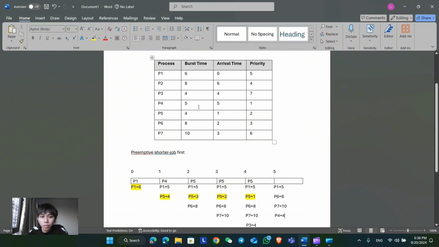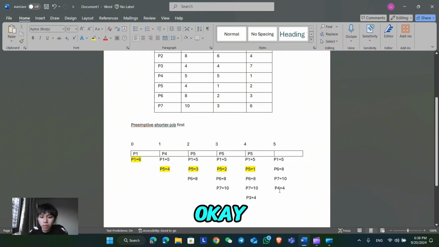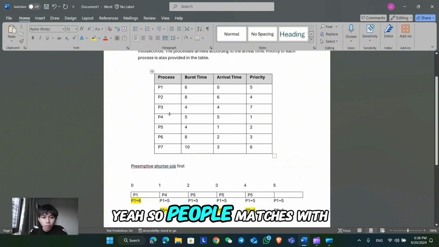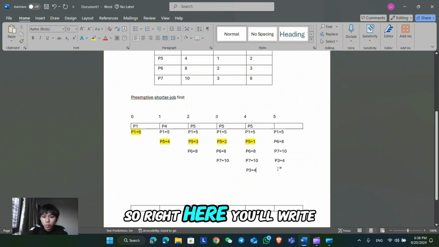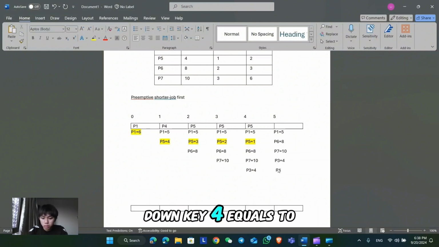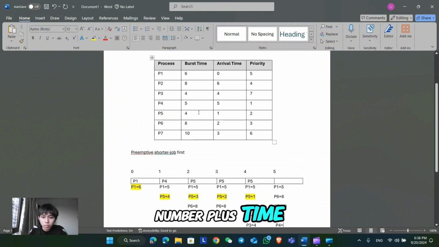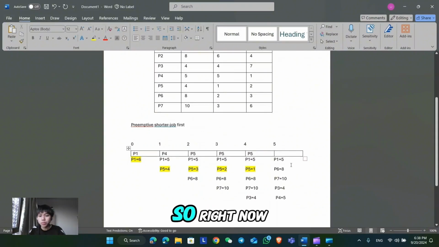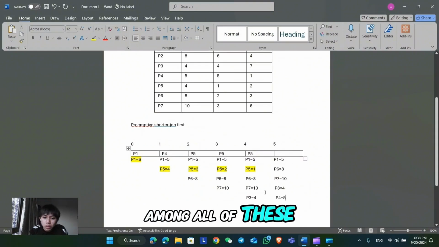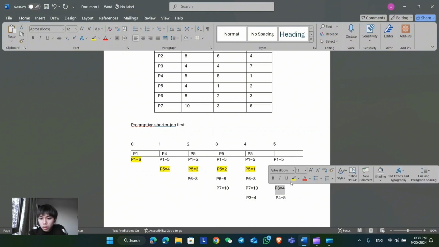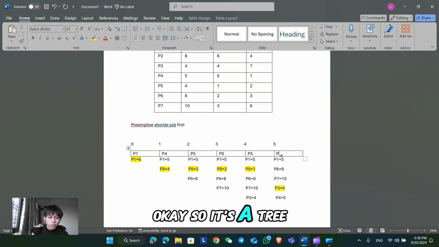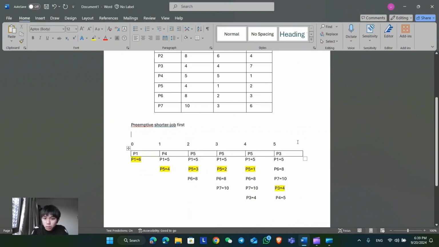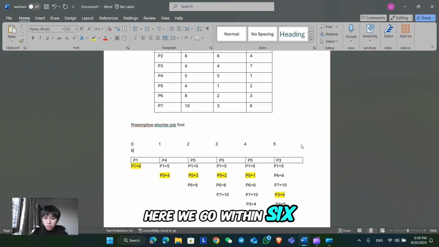Okay, P4. Oh, sorry, this is P3. Okay, so P4 matches with the arrival time. So right here we'll write down P4 equals to, and then let's see the burst time. So it's 5, as you can see right here. Right now we will choose the smallest among all of these. So of course it's P3. Here we will put in 6.